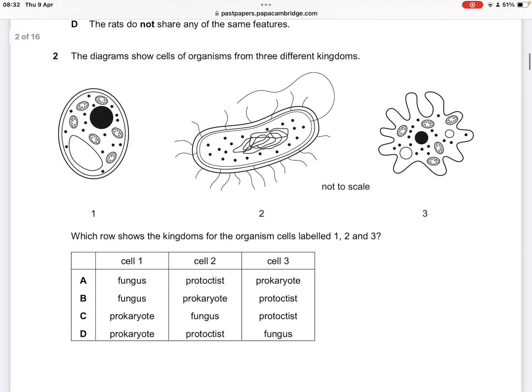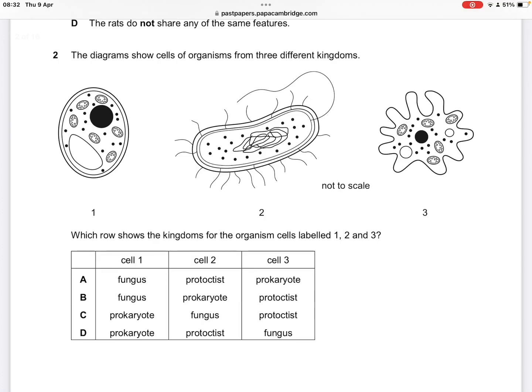So if I look at the table without actually having to do a lot of work, if I know cell 2 is a bacterial cell, I should know that it belongs to the prokaryote kingdom, meaning before nucleus, so they don't have a nucleus. So actually the only option that gives prokaryote for cell 2 is line B, so answer B. So actually I'm happy with that. I'm just going to check either side. So cell 1 is a fungus.